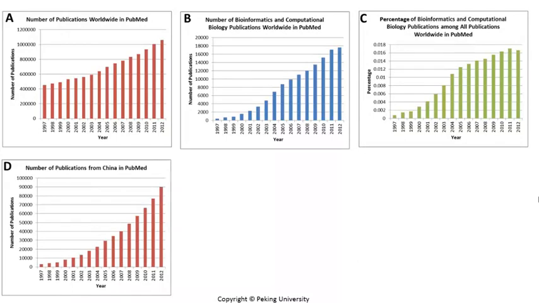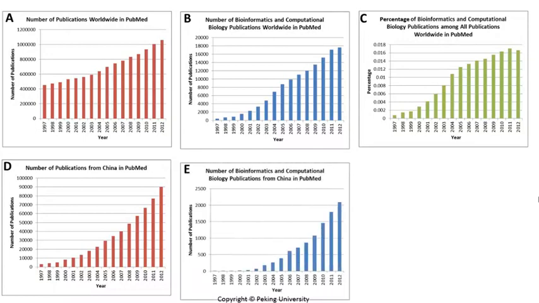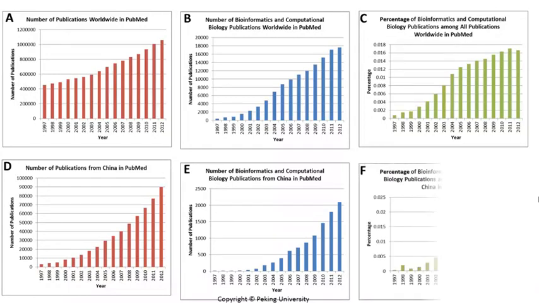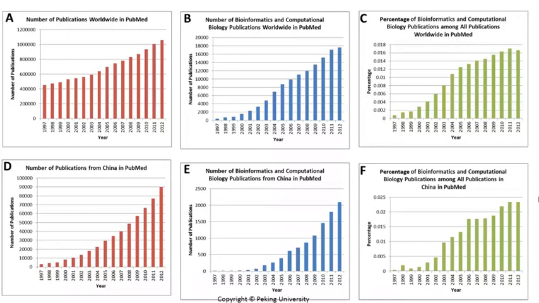Figure D shows the growth of the number of PubMed publications from China over the past 15 years. It has a steeper growth curve than worldwide. Figure E shows the number of bioinformatics publications from China. It has an even faster growth rate. Figure F shows the percentage of bioinformatics publications among all life science publications from China. The percentage has been increasing over the past 15 years and is higher than the worldwide percentage. For instance, in 2012, this percentage in China was 2.4%, whereas it was 1.7% worldwide.